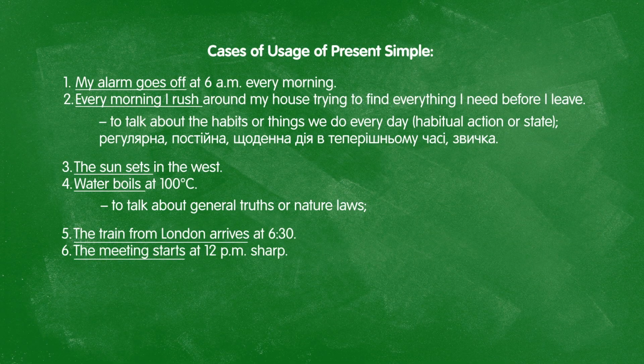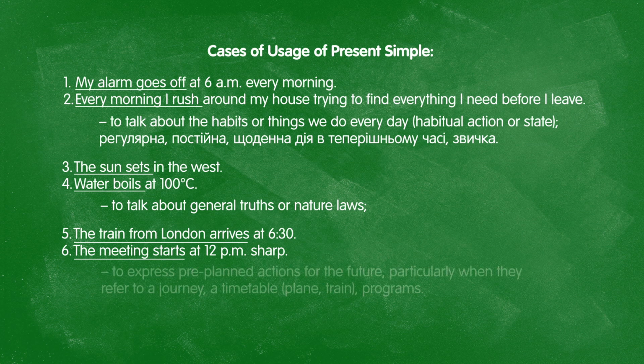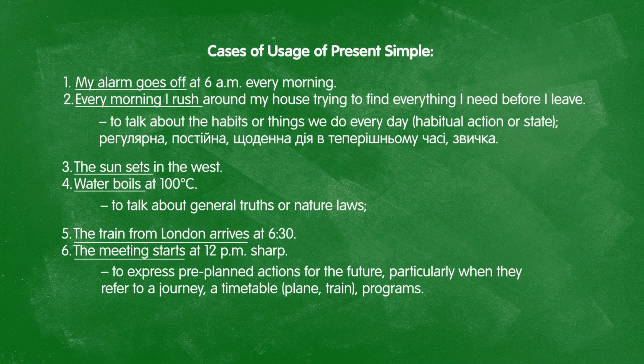But I can also say, the train from London arrives at 6:30. Or I can also say, the meeting starts at 12 p.m. sharp. And here, I'm not talking about a habit or something that is generally true, but I am talking about something that is happening in accordance with a schedule. Or, put another way, something that is happening following a schedule or a timetable or a program of some sort. And in this case, we still use the present simple tense.